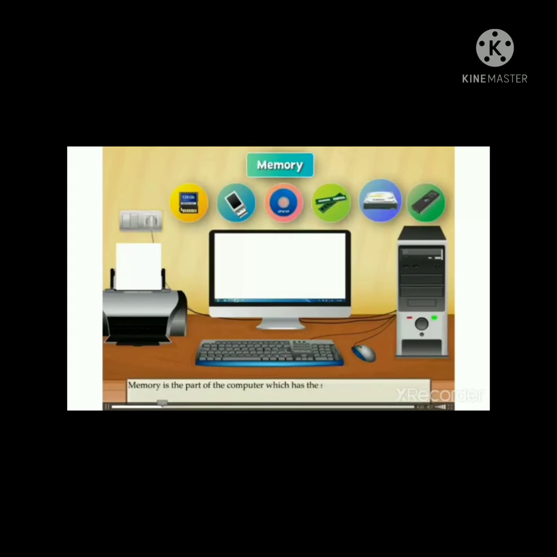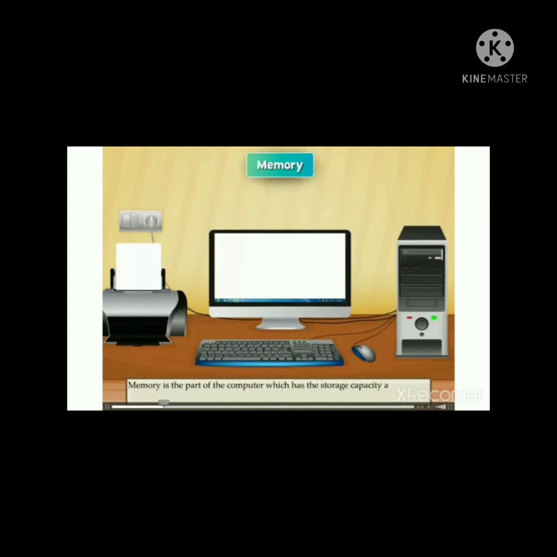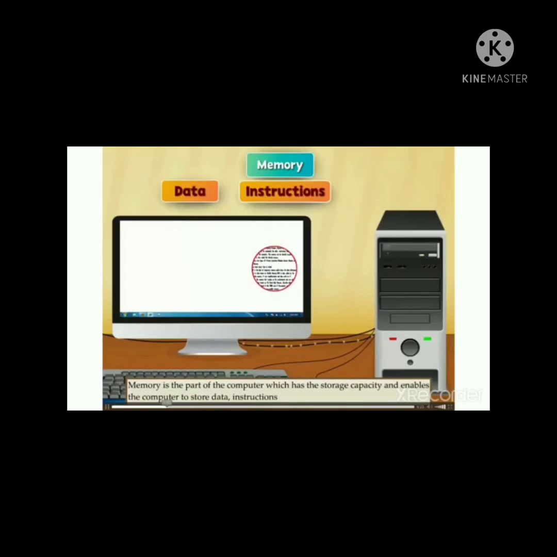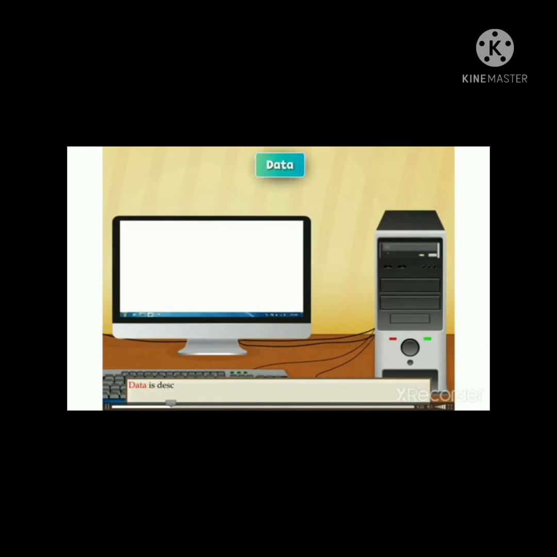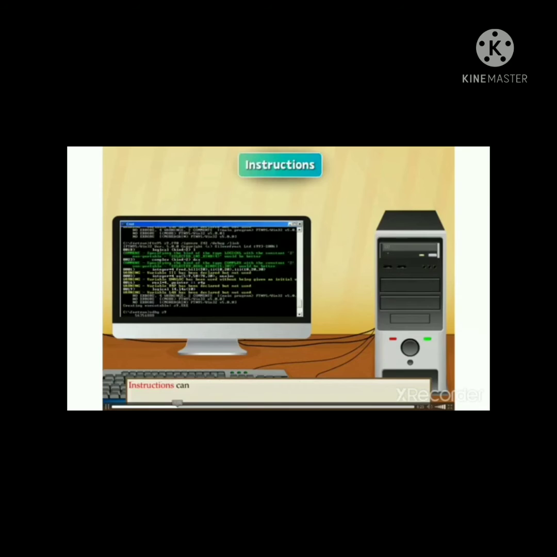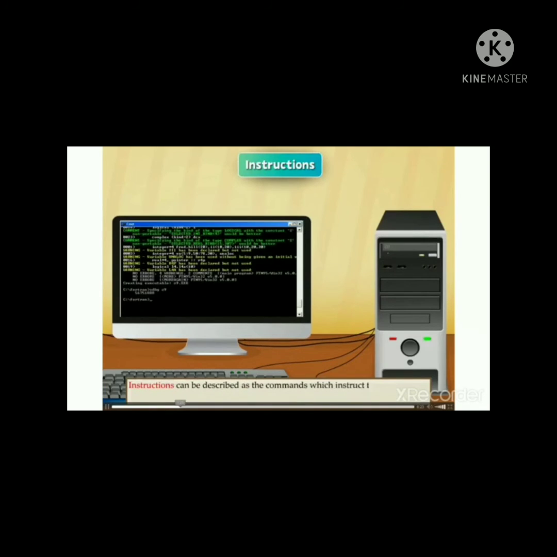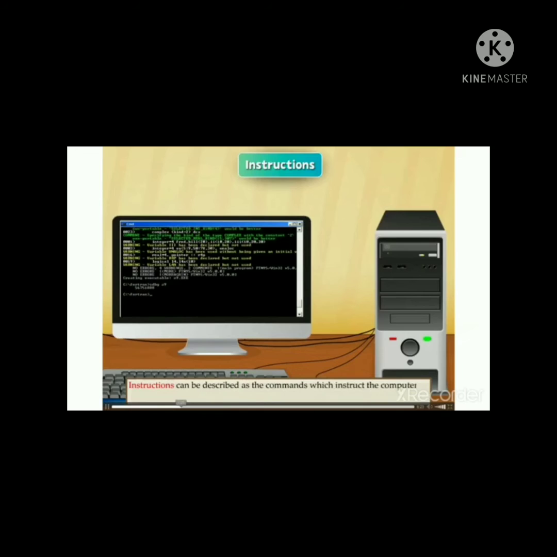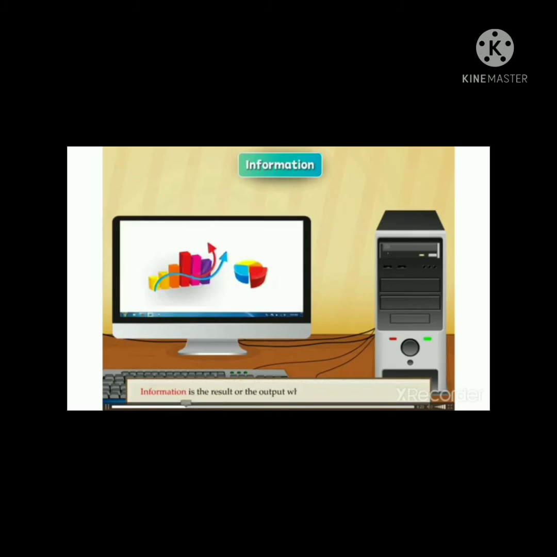Memory of a computer has the storage capacity and enables the computer to store data, instructions and information in the computer. Data is described as the facts, figures and words on which we want the computer to work. Instructions are the commands which instruct the computer to work on the given data. Information is a result or output which is given by the computer.